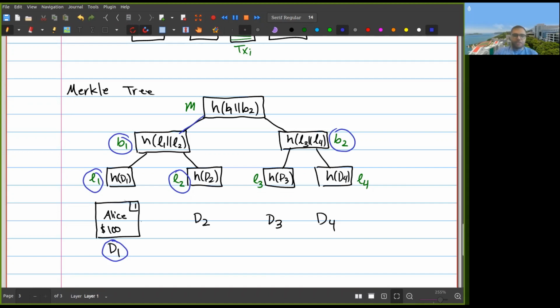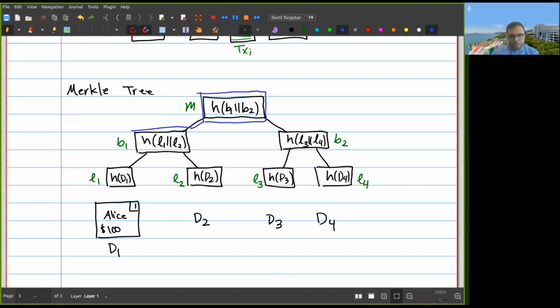Okay? So the information that she had to give me was actually these parts of the tree. So she had to give me, well, I already had M. This was something that was given to me by the Hong Kong branch. Alice had to give me B1 and B2 and L1 and L2, and of course, the deposits. So this is the proof that Alice gives me. Alice gives me B1, B2, L1, L2, and the deposit.